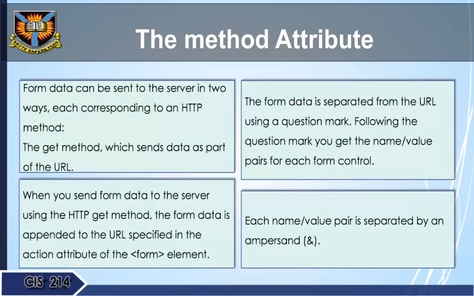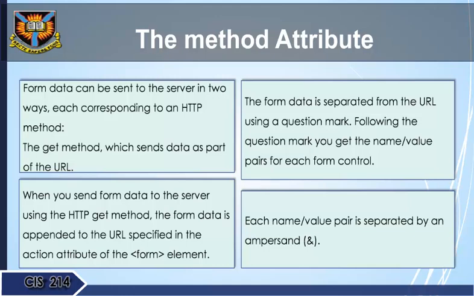The method attribute. Form data can be sent to the server in 2 ways, each corresponding to an HTTP method. The get method sends data as part of the URL. When you send form data to the server using the HTTP get method, the form data is appended to the URL specified in the action attribute of the form element.